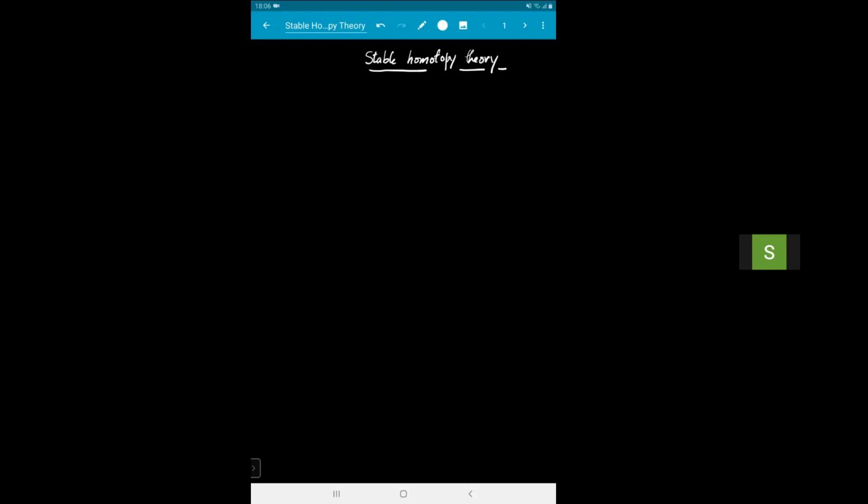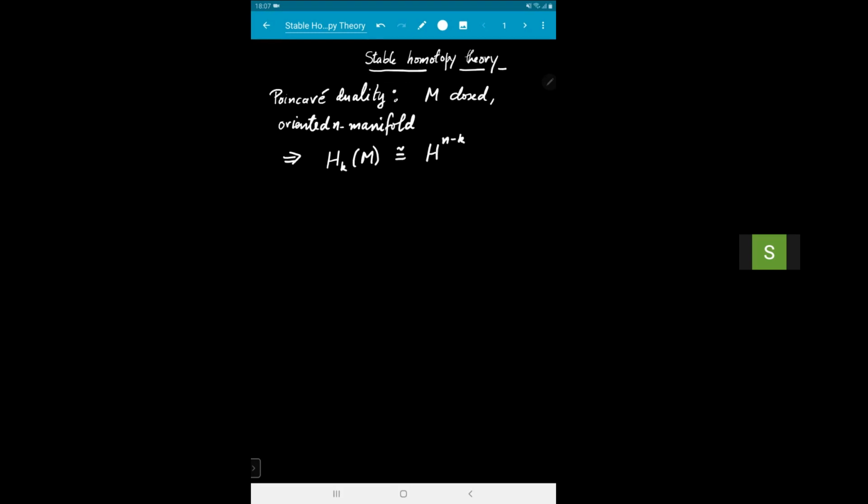Statements like Poincaré duality. It says that if M is a closed oriented manifold of dimension n, an n-manifold, then Poincaré duality tells us that the kth homology of M is isomorphic to the (n minus k)th cohomology of M.